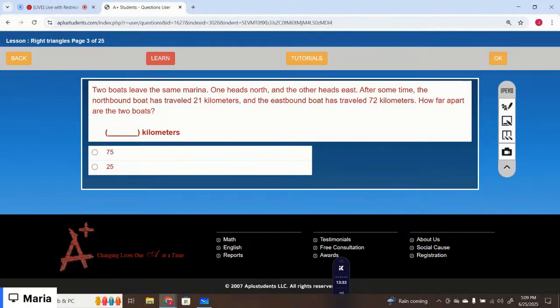Two boats leave the same harbor. One heads north and the other heads east. After some time, the northbound boat has traveled 21 kilometers and the eastbound boat has traveled 72 kilometers. How far apart are the two boats? So which is the correct option?